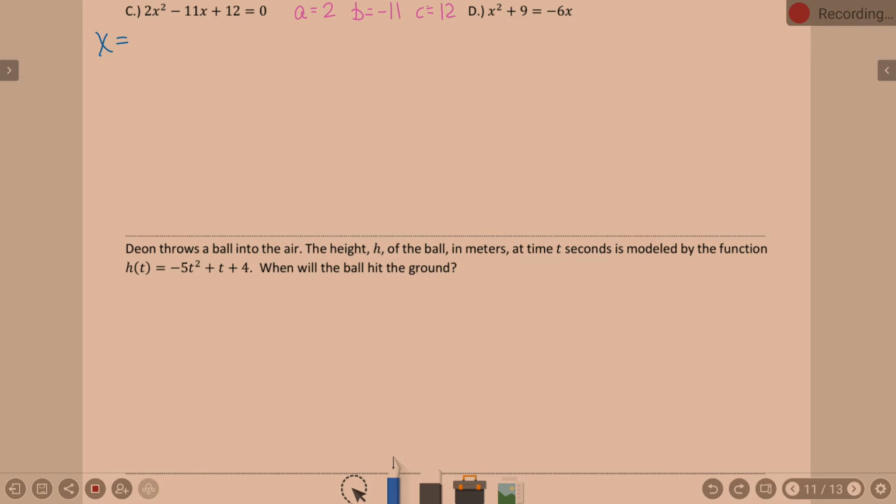What about negative B, or the opposite of B? 11 plus or minus the square root of B squared minus 4AC, all over 2A. So under my square root, it was negative 11 squared minus 4 times 2 times 12, all over 2 times 2.